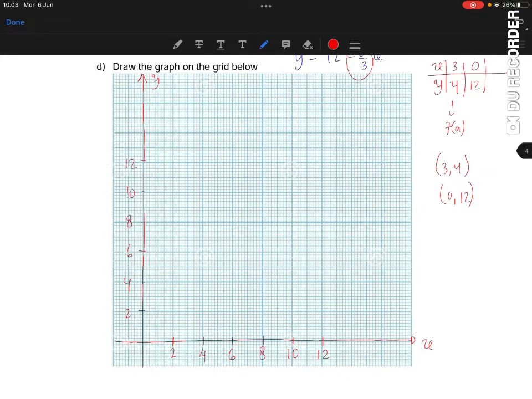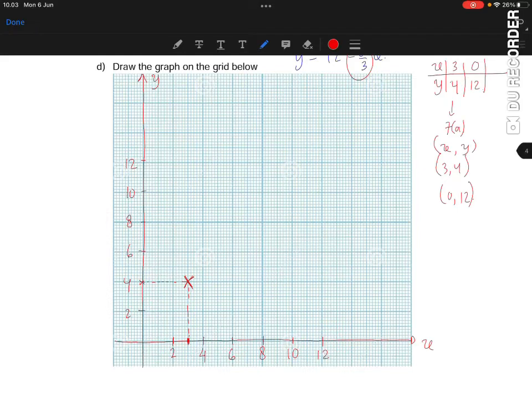Right here, at first we have 3,4. 3 is x, then y. Remember the coordinate, yeah? We have x first, then y. 3 for your x is going to be here, and then 4 is going to be here. Make a dot, then mark it. This one is your first point. And then move on to the next point.